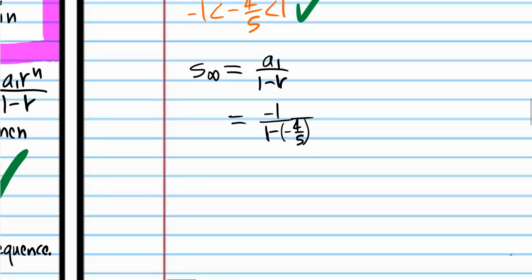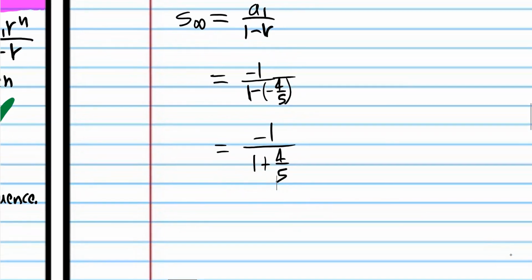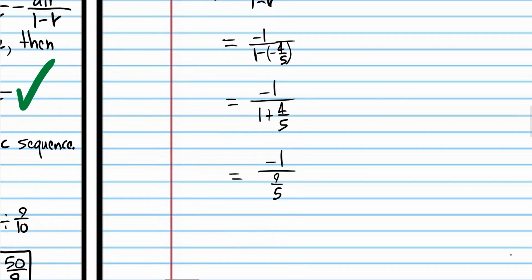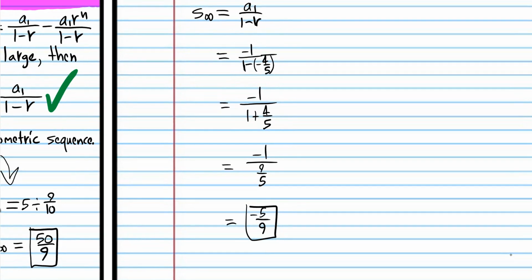And so we have -1 over 1 plus 4/5. And that simplifies to -1 over 9/5. There are a lot of different ways to simplify, but you should get -5/9 as your final answer. So again, we added an infinite number of terms.